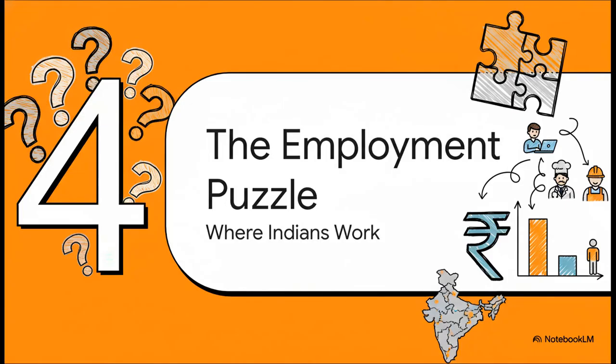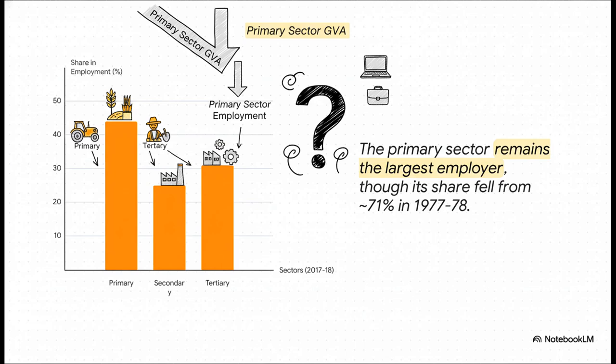This brings us to a very interesting puzzle. We just saw that the service sector produces the most value, the most money for the country. So it's logical to think that it must also be providing the most jobs, right? Well, let's check the data. And here is the big surprise. While the tertiary sector's share in GDP has gone up dramatically, its share in employment hasn't.